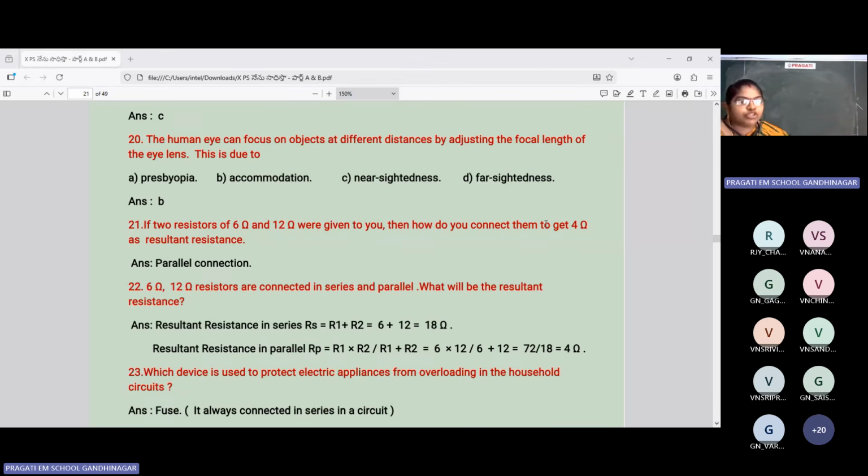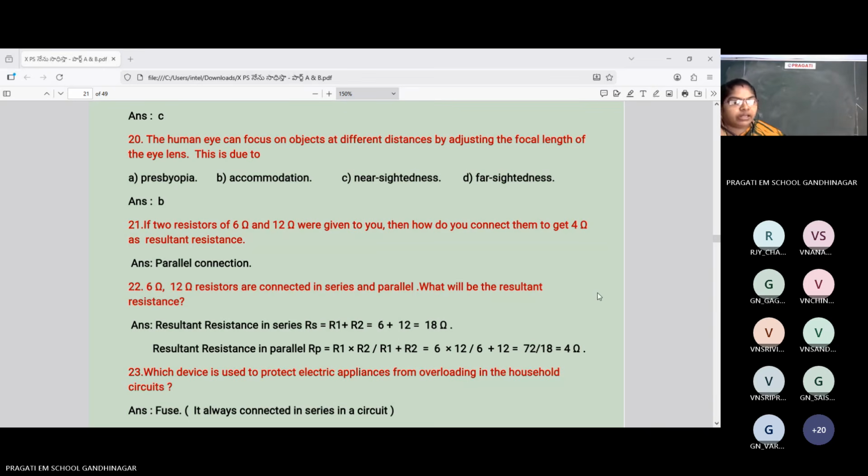Next, see, 6 ohms, 12 ohms are connected in series and parallel. What will be the resultant resistance? Very easy question. 6 ohms, 12 ohms series means you should add that directly. 6 plus 12, 18 ohms. And parallel means 1 by R is equal to 1 by R1 plus 1 by R2. Like that you have to do.